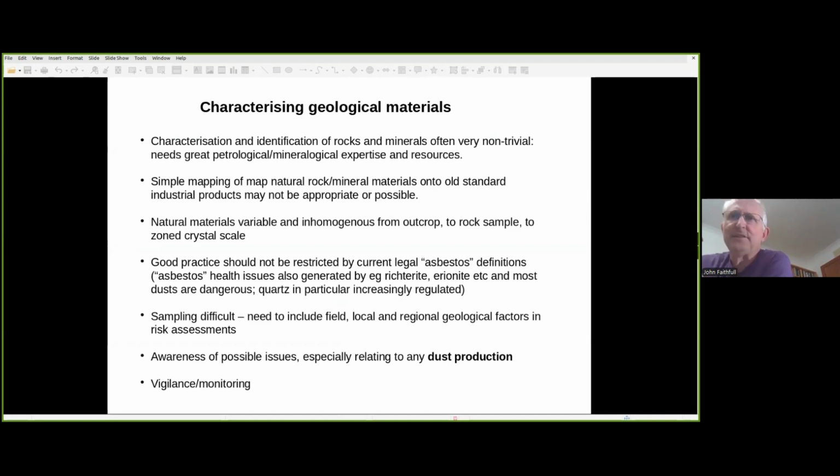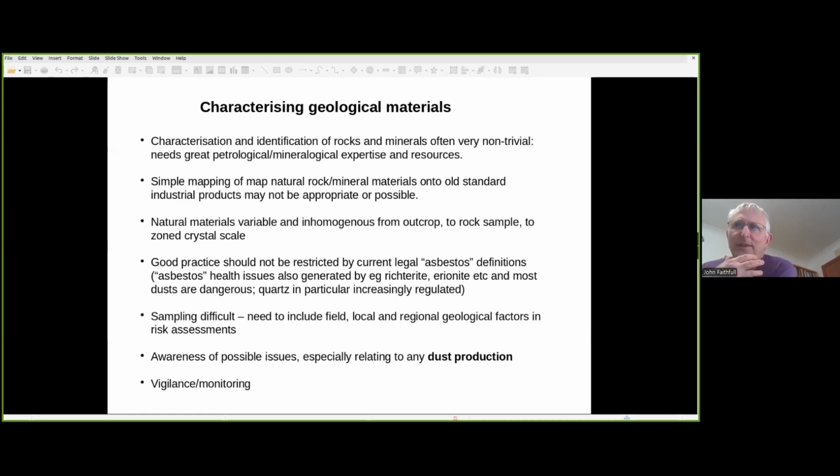So the characterization of geological materials is extremely non-trivial. Geologists spend our life getting good at this, or trying to get good at this. It needs resources, techniques, technical access to instrumentation and expertise. There is no one else who can do this. You cannot go to a local asbestos lab and expect them to; they will know nothing about rocks.